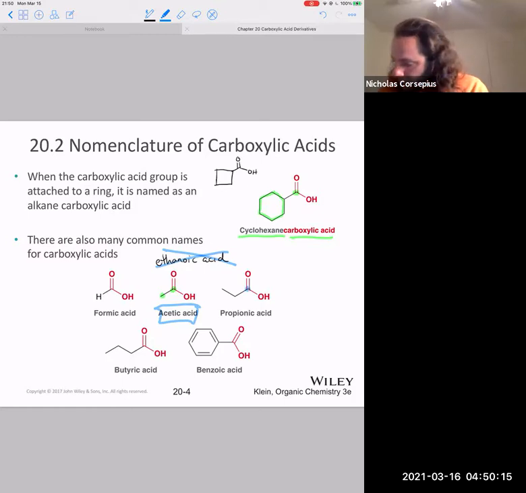Notice how this is not propanoic, but the common name is propionic. This is not butanoic, the common name is butyric acid. I have no idea why. They're very commonly used. For the purposes of our course, we're going to stick to the IUPAC, the propanoic, butanoic, again, with the exception of acetic acid. We just got to know it because that is just so commonly ingrained.